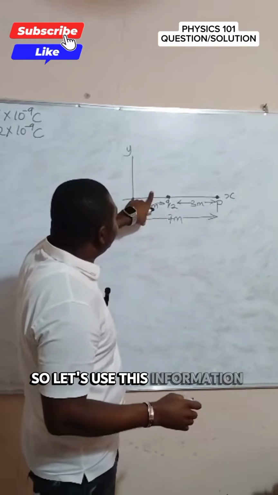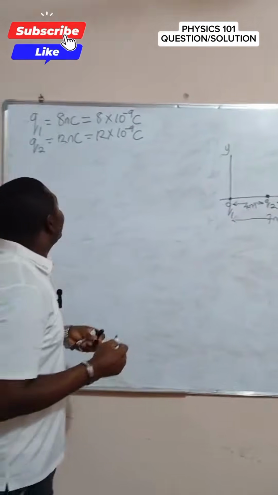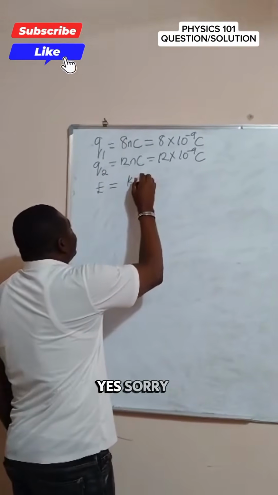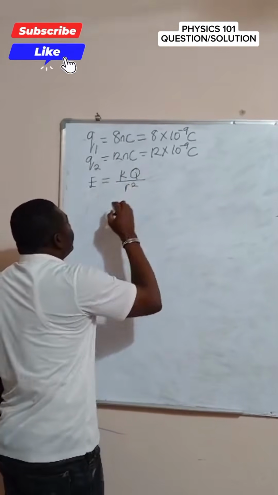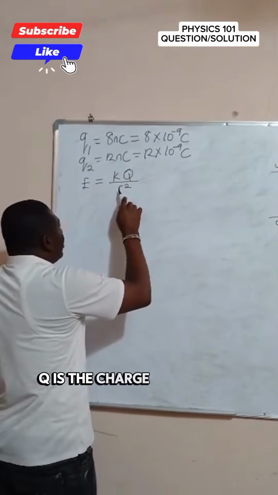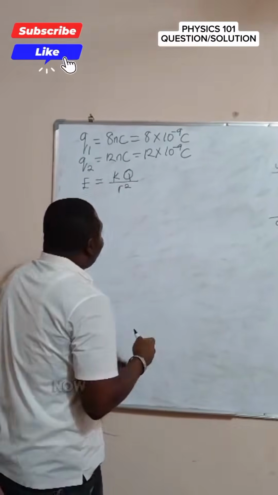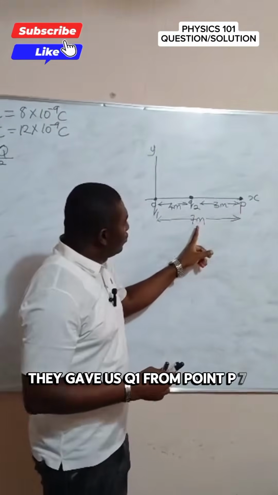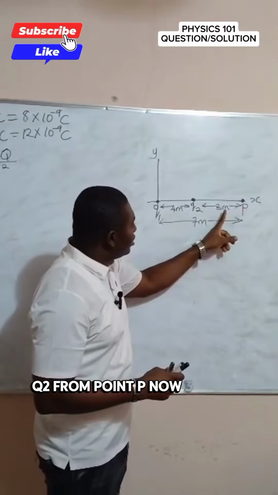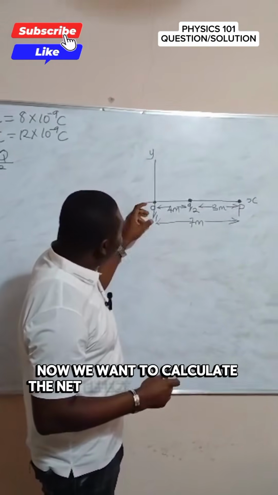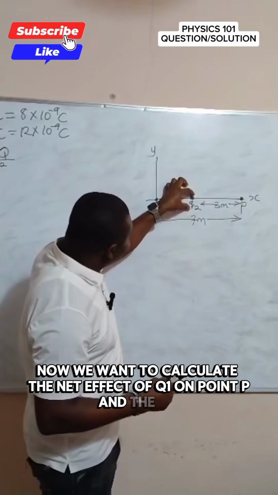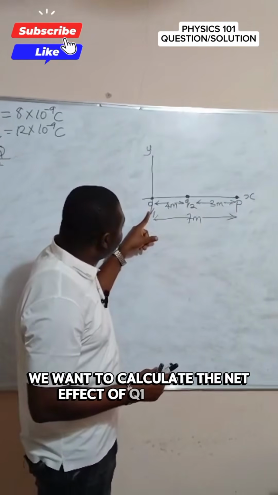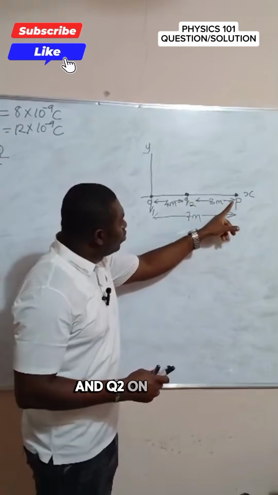So let's use this information to solve the electric field. Remember, the electric field formula is given to us as K Q over R square. K is the constant of proportionality, Q is the charge, and R is the distance. Now, from the question, they gave us Q1 from point P 7 meters, Q2 from point P 3 meters. Now, we want to calculate the net effect of Q1 on point P and Q2 on point P.